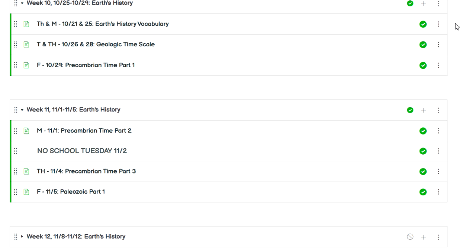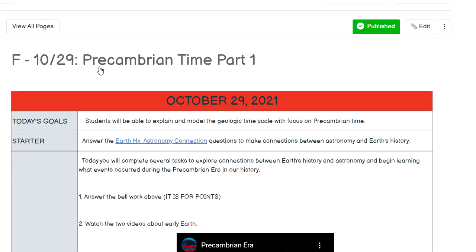Today we are going to be looking at Precambrian time. We're going to be doing this for a couple of lessons. So we're going to look at time part 1 today, and we're going to focus in on the beginning of the Precambrian time period.